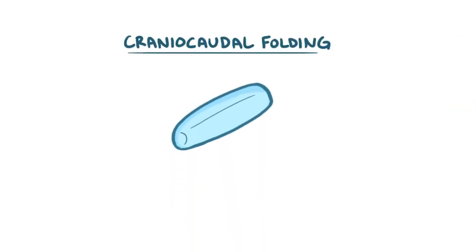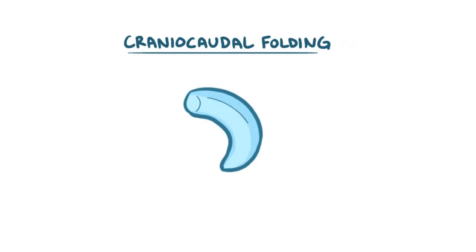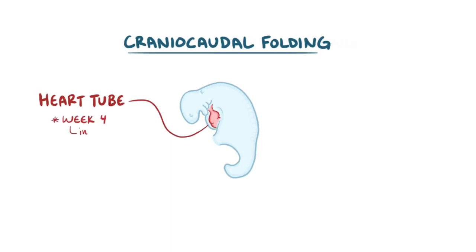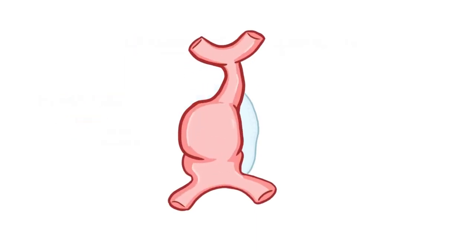During craniocaudal folding, the now cylindrical embryo curves down its length and forms more of a shrimp-like creature, and this process pushes the heart tube down towards the chest. By the beginning of week 4, the heart tube reaches the thorax, and blood can be seen going through the heart tube. The heart tube develops sections.